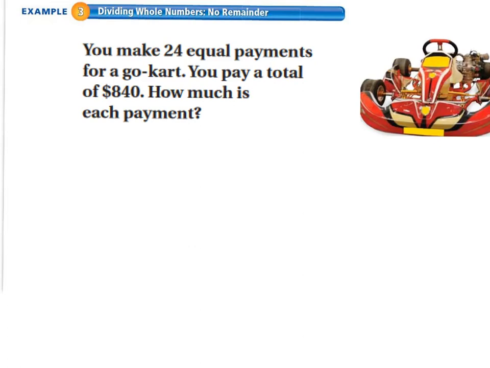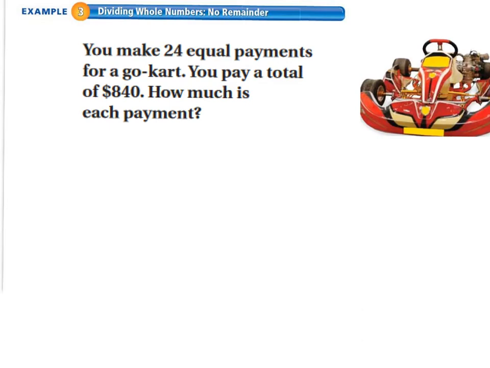Example 3, dividing whole numbers with no remainder. You make 24 equal payments for a go-kart. You pay a total of $840. How much is each payment? I want to find the number of groups of 24 in $840. The phrase groups of 24 and $840 indicates that I need to find the quotient of 840 and 24.